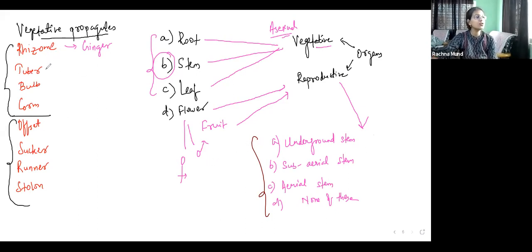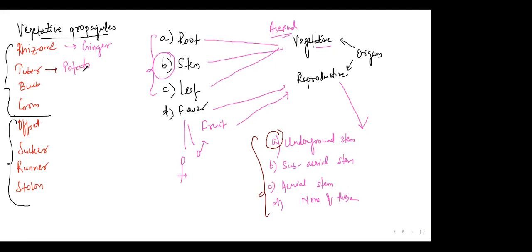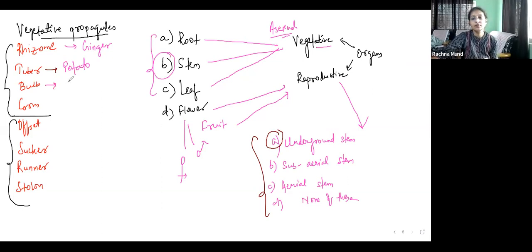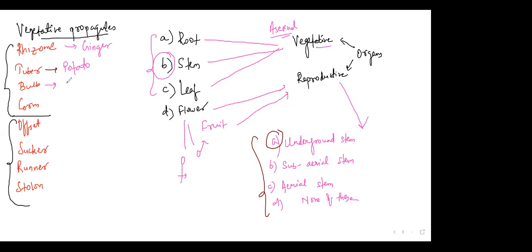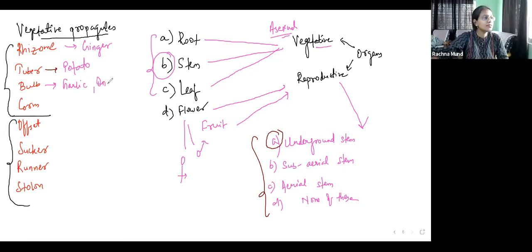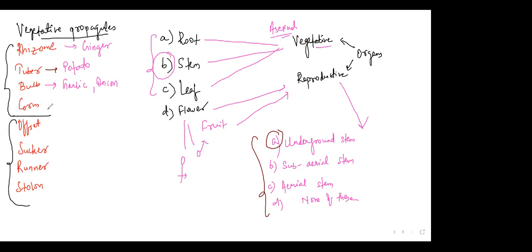This first set, rhizome, tuber, bulb, corm, these are categorized under underground stem. These are your underground stem modifications. What is tuber? Give me an example of tuber. You know, potato. Potato. Bulb. You know this, you eat it daily: garlic. And onion. Do you know what corm is? Its example is colocasia. Okay.